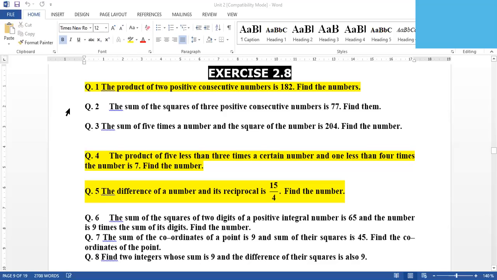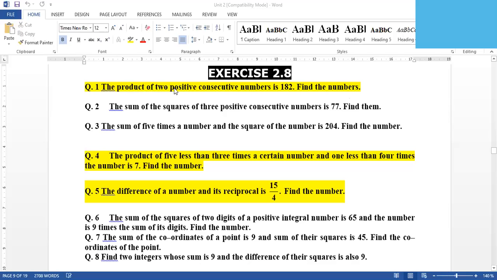Okay, the exercise 2.8. I want all of you to read this word problem, because you will not be able to understand the question if you do not read the statement of the question, so you will not be able to solve it. According to the statement, I will use the whiteboard of this Zoom and I will type something on the Zoom screen. The product of two positive consecutive numbers is 182.